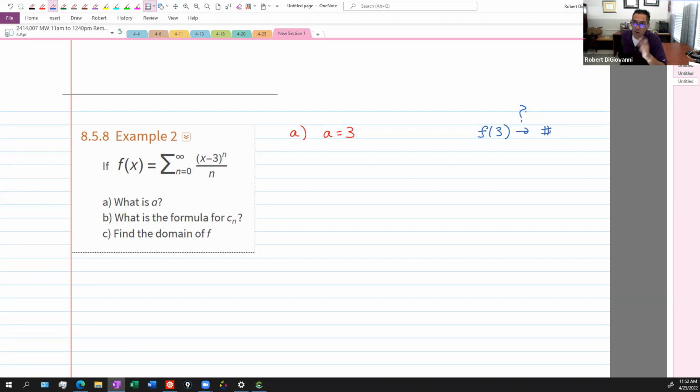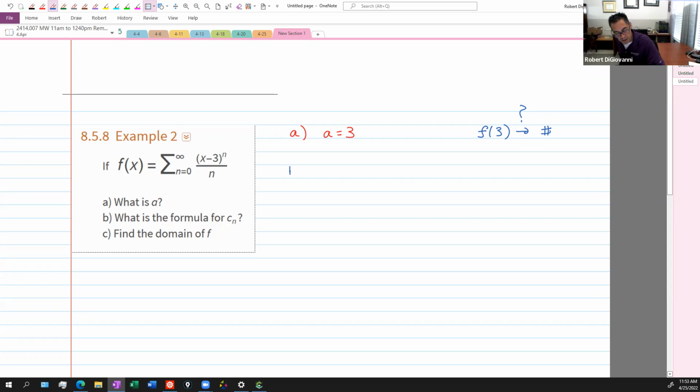This again goes back to the whole point. Every power series should converge at A. In the previous example, that was the only place it converged, right? A was 0 in the previous example. That was the only place it converged. This one, yeah, we know it's going to converge at 3, but is that the only place? We're about to find out.